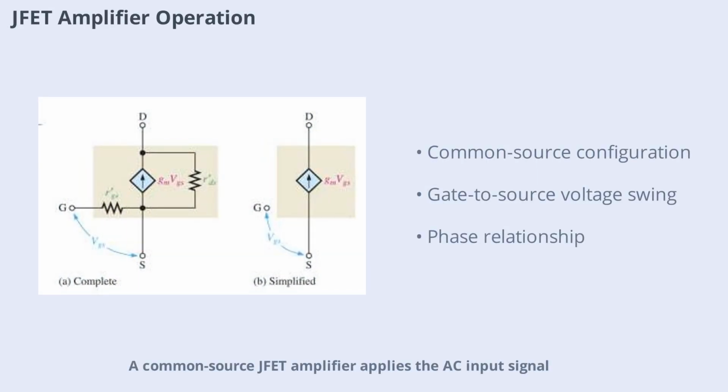A common source JFET amplifier applies the AC input signal to the gate and takes the output from the drain. The source terminal is common to both input and output. The input voltage causes gate to source voltage to swing, resulting in corresponding drain current changes. As drain current increases, voltage drop across RD increases, causing drain voltage to decrease. The drain to source voltage swings are 180 degrees out of phase with gate to source voltage.